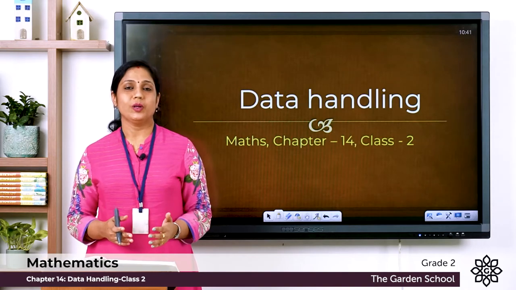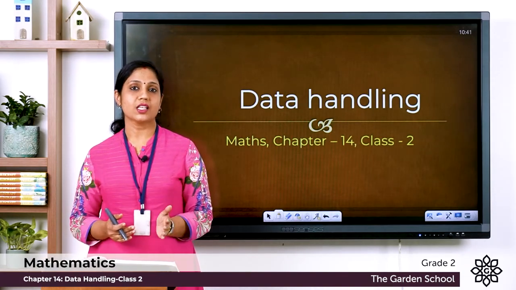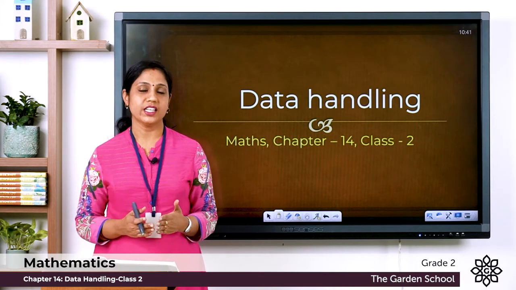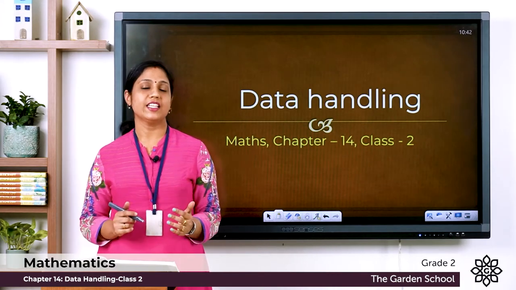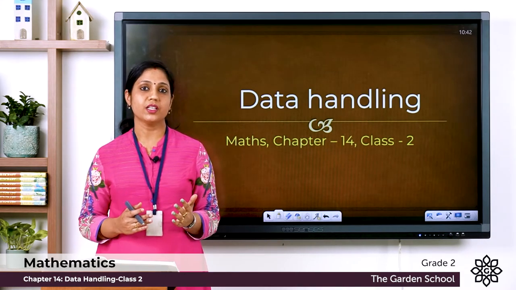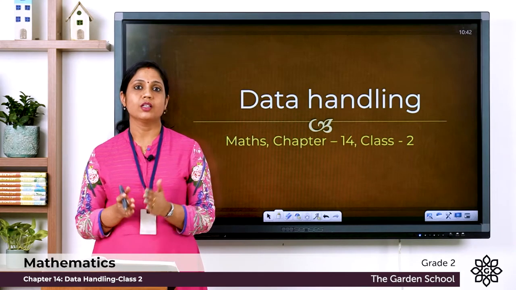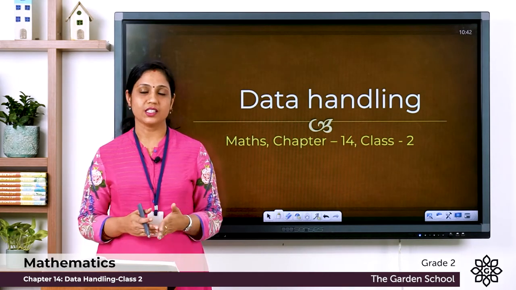Today, we'll be continuing with our chapter, Data Handling in Math. In our last class, we learned what is data. Data means information. And data collection means to collect the information in order to keep a record. So this is what we learned in our last class.